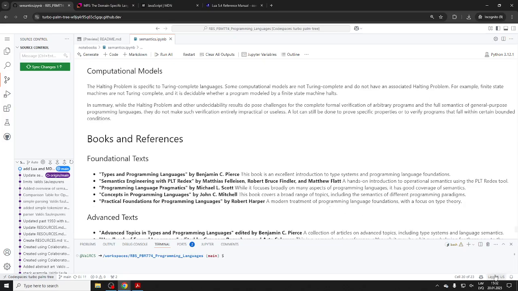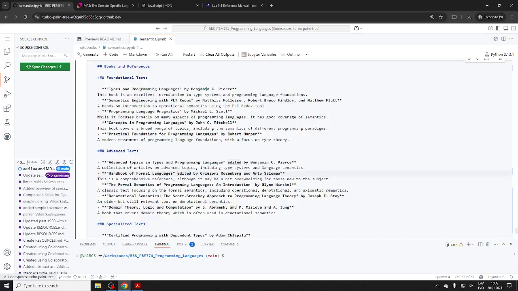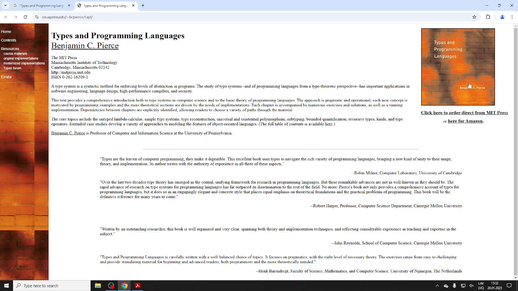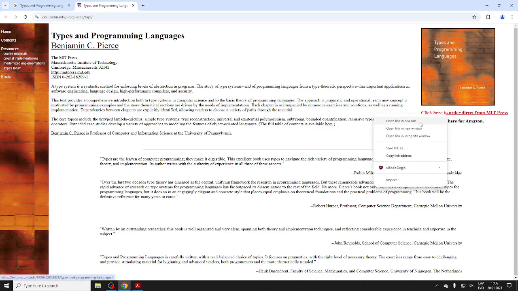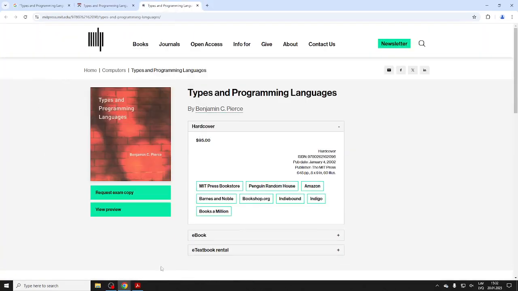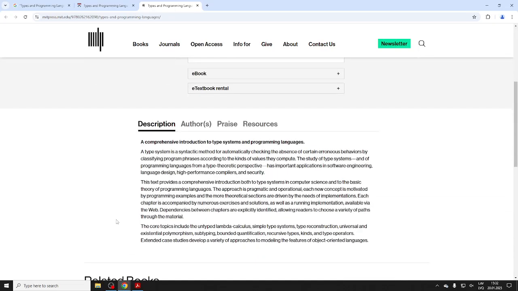So, a couple of good books on this subject. Types and Programming Languages. This one is quite excellent. Let me see if I can find a link to this one here. I don't know if we have it in our library. I believe Amazon. Oh, University of Pennsylvania. Yeah, this one here. Order from MIT. Let's see how much MIT wants for this book. 95 dollars, sorry. But shipping is extra, probably.